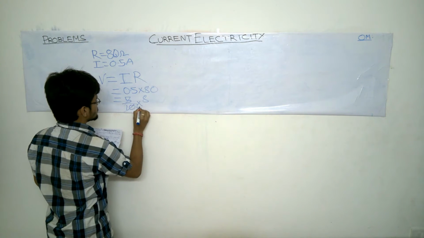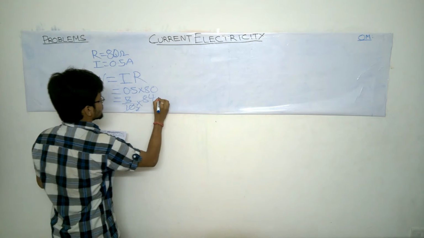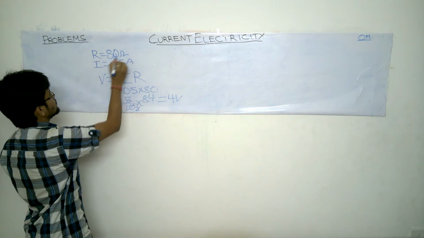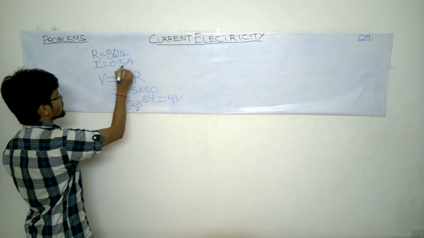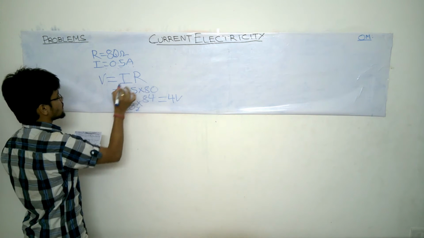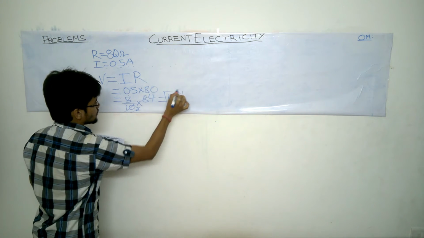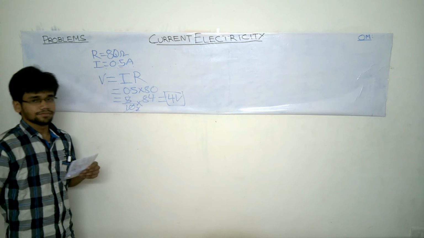So we got the voltage as 4 volt. The resistance was 80 ohm. Current was 0.5 ampere. V is equal to IR, 0.5 into 80, and we got 4 volt. So this is the answer. Thank you.